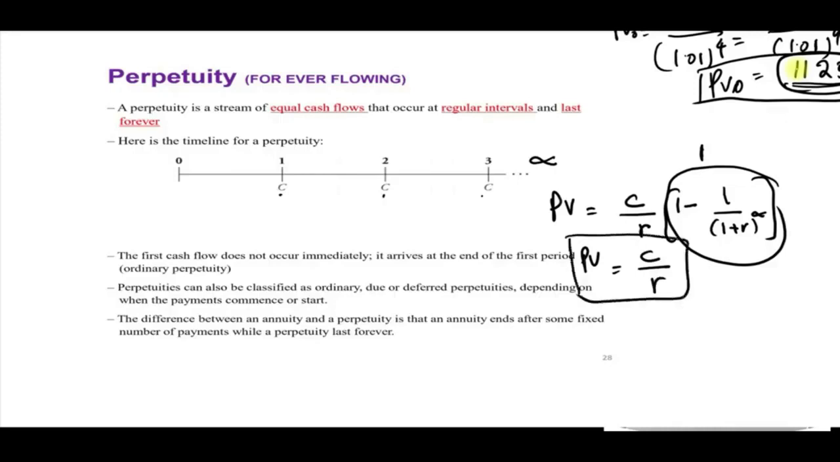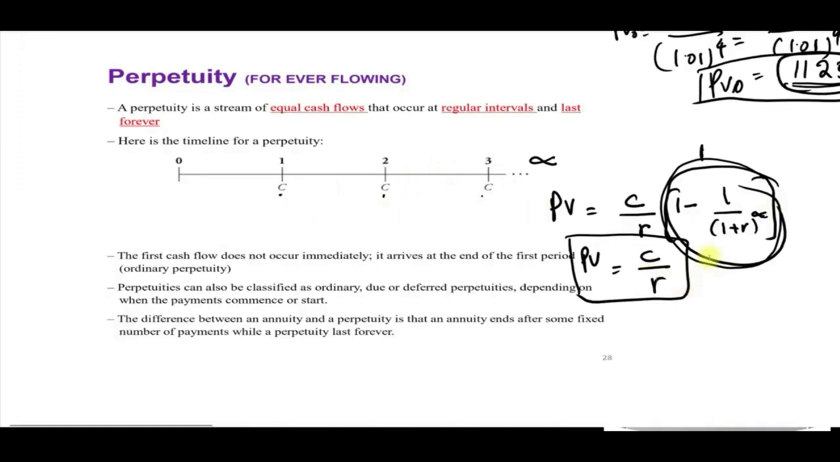This is the formula for perpetuity, because when the power gets to infinity, that term is 0, and this whole part would be equal to 1. That's why the formula left would be C divided by R. This is how we actually get the perpetuity formula.